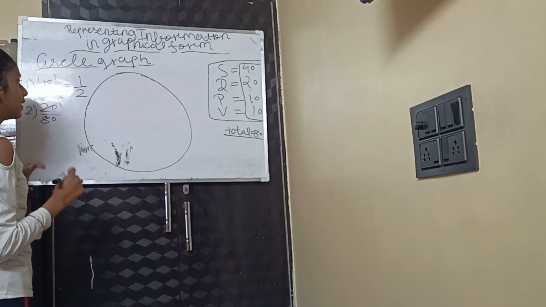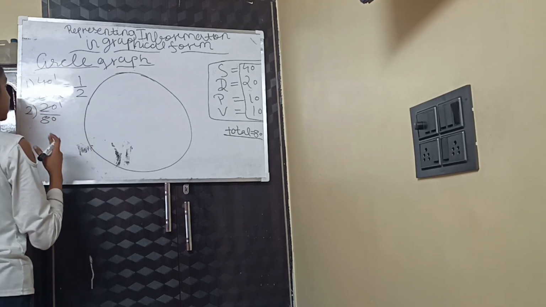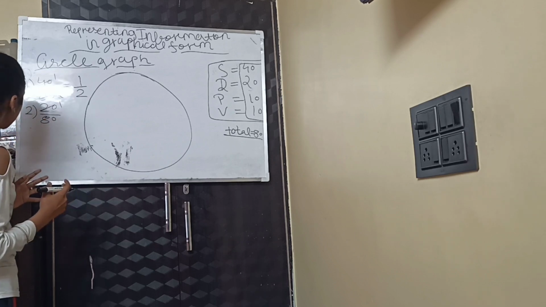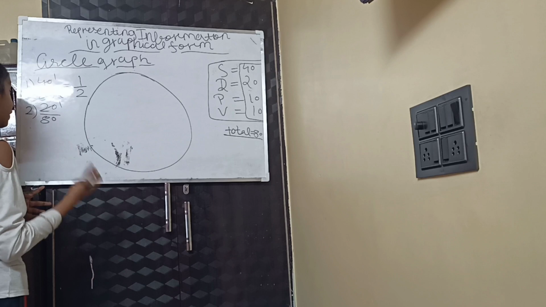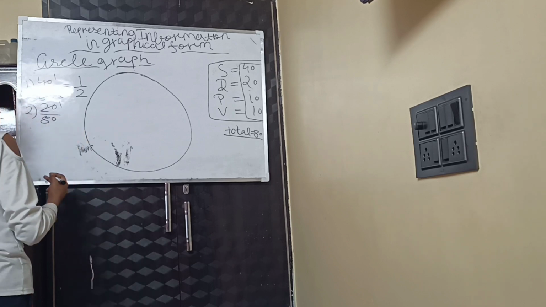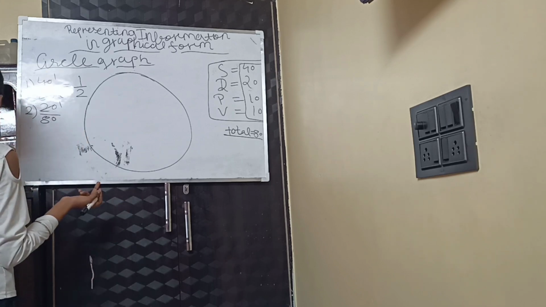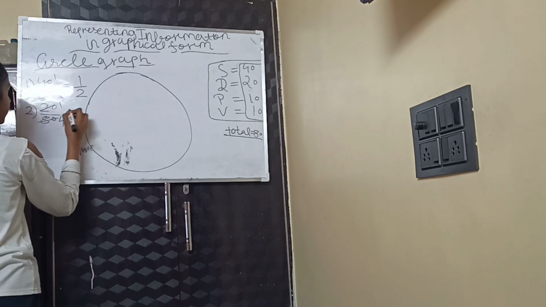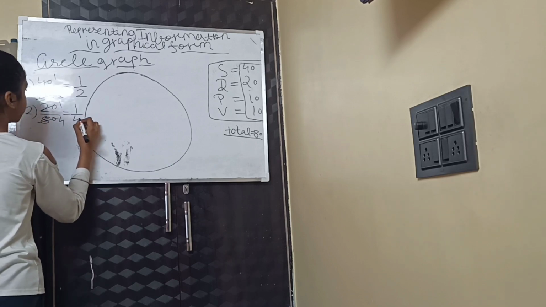2 ones are 20... no, 20 ones are 20, 20 twos are 40, 20 threes are 60, and 20 fours are 80. 20 fours are 80, so it is equal to 1 by 4.